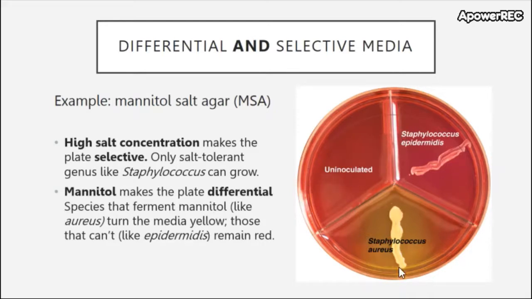So in this medium, we can see it's selective in that it only allows Staphylococcus to grow, and it is also differential because Staphylococcus aureus has the ability to ferment mannitol, creating a phenotype of a yellow color here, whereas Staphylococcus epidermidis does not ferment the sugar mannitol, and so the medium remains red. And this lighter color right here is just the cells growing on the surface. It's not actually changing the color of the medium beneath it.